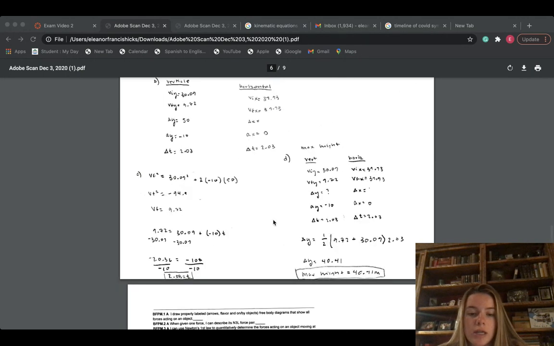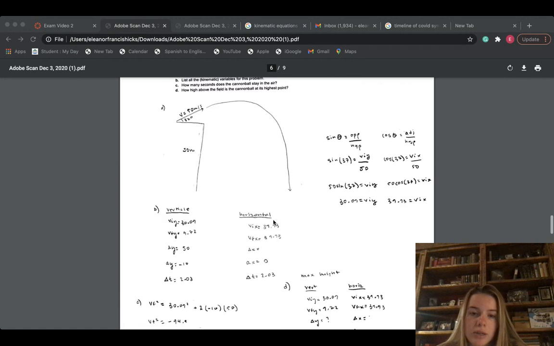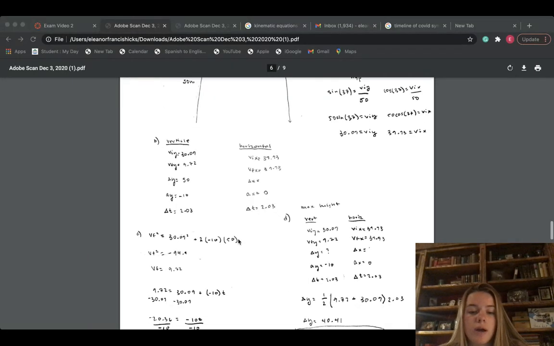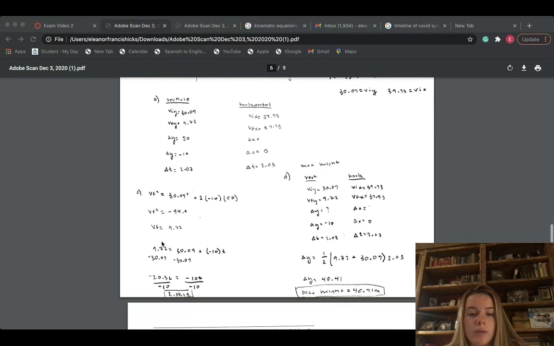And then for part C, the question asks you how many seconds the cannonball stays in the air. So after solving for the final vertical velocity up here, I was able to solve this kinematic equation, and I got 2.03. So the cannonball was in the air for 2.03 seconds.